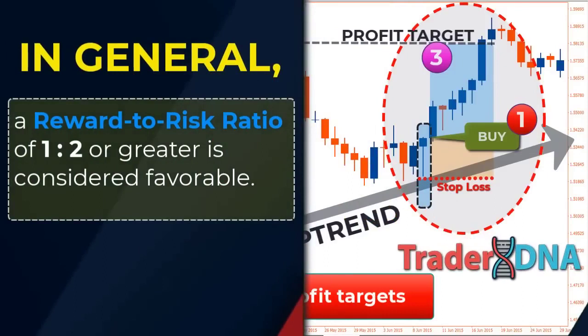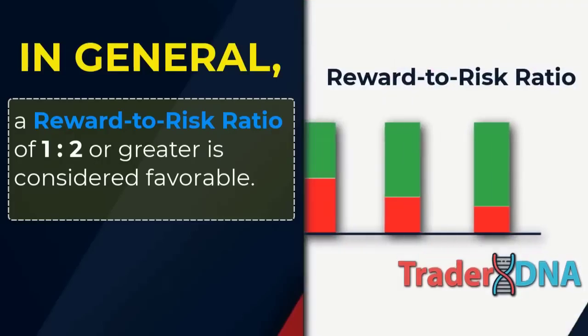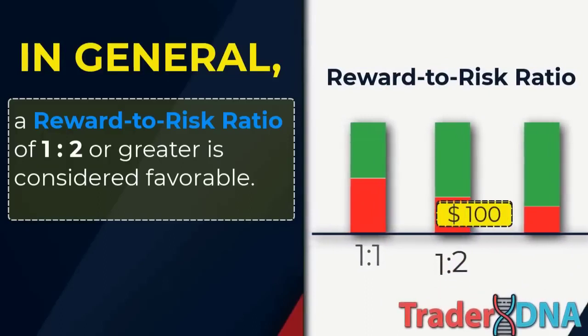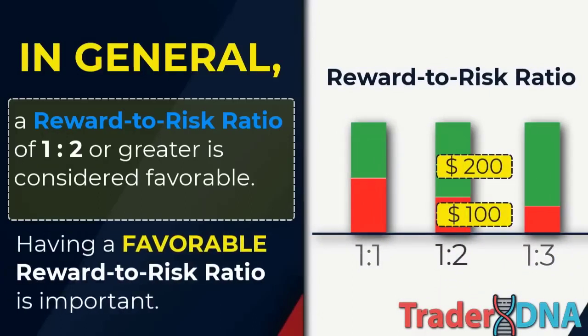This means that the potential profit should be at least twice the size of the potential loss. For example, if the risk of a trade is $100, the potential profit should be $200 or more. Having a favorable reward to risk ratio is important because it ensures that the potential reward is worth the risk.